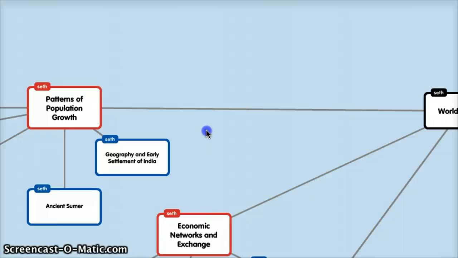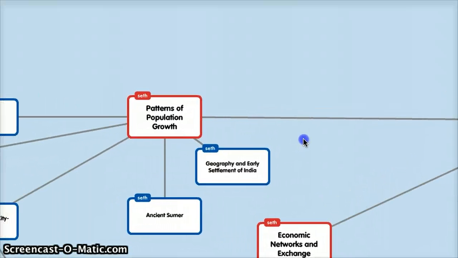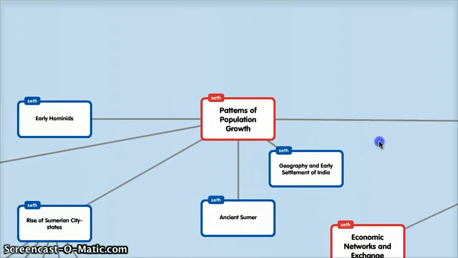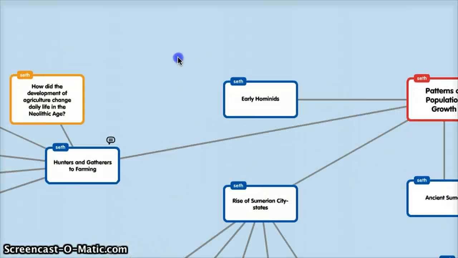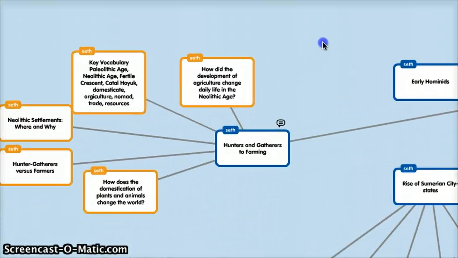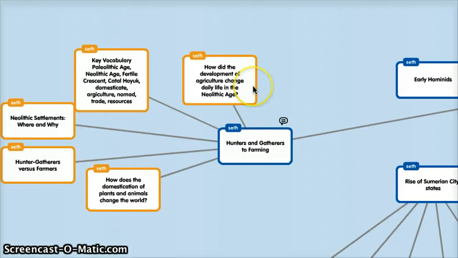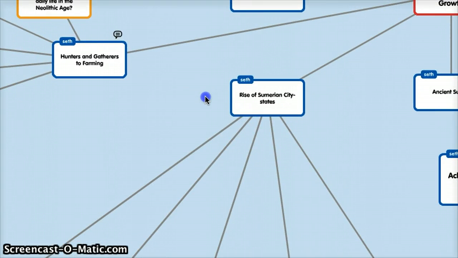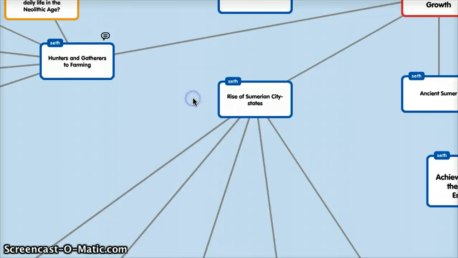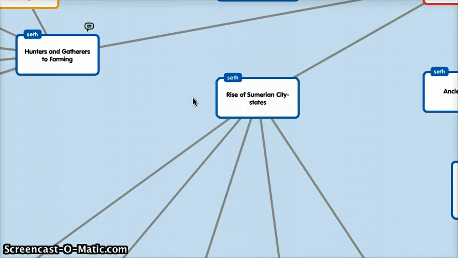This unit is about the patterns of population growth. Earlier, we talked about early hominids. Most recently, we just finished talking about hunters and gatherers and their transition to farming. Specifically, we answered this essential question: how did the development of agriculture change daily life in the Neolithic Age, or the New Stone Age? So now we're ready. We've learned about agriculture. Now we're ready to move on to the rise of Sumerian city-states, right here.